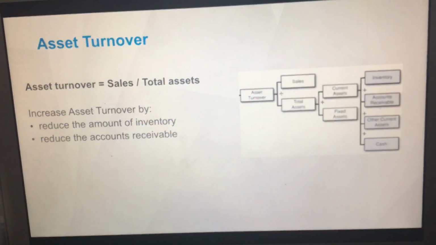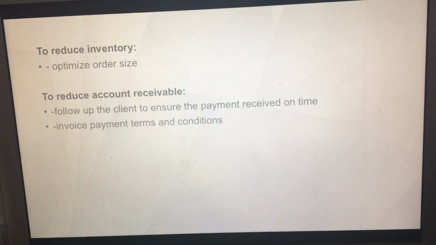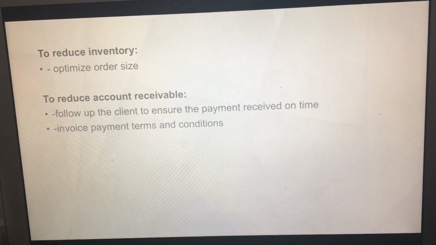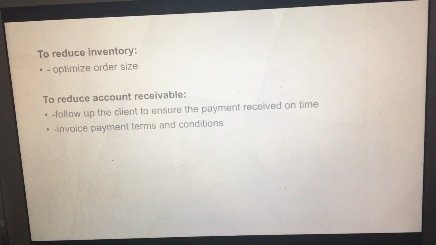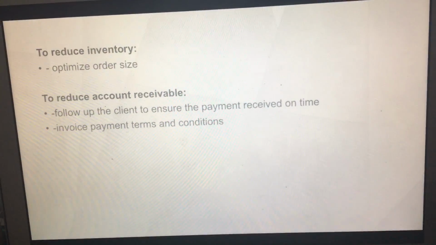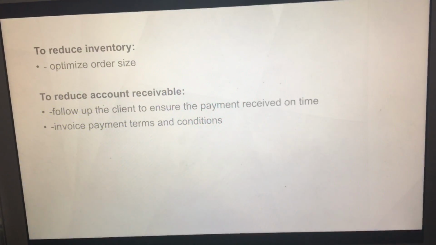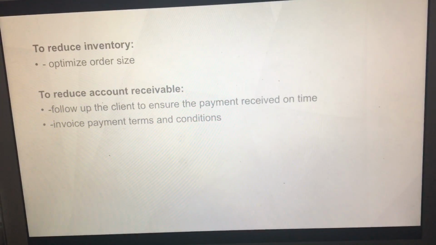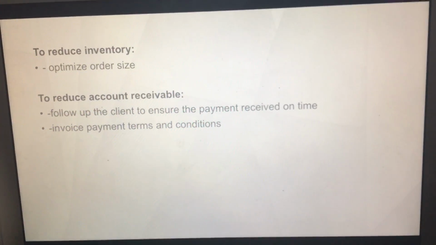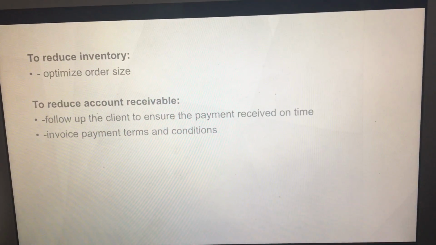To reduce inventory, the business can optimize order size through accurate demand forecasting. The business can reduce ordering quantities, but also order enough to meet customer demands. Moreover, to reduce accounts receivable, the business has to follow up with clients to ensure the payment is received on time, invoice payment terms and conditions, and make sure they are clearly listed.